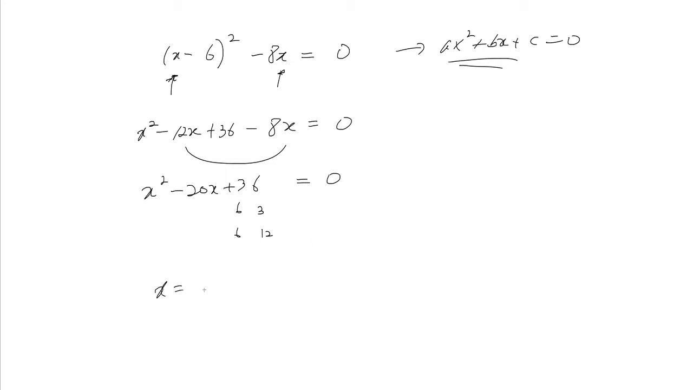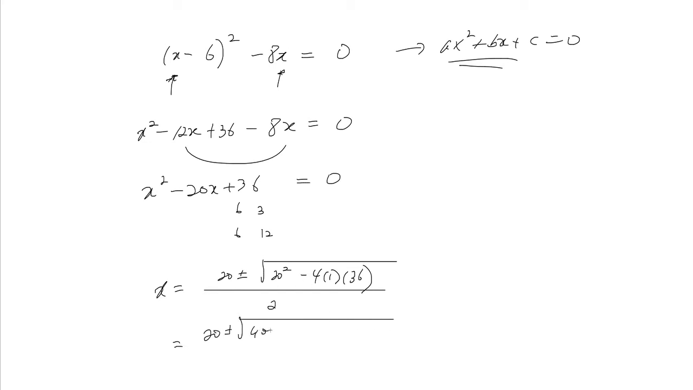We get x is then equal to minus b, which is 20, plus minus the square root of b squared minus 4ac. So if you square this, you get 20 squared minus 4, where a is 1 and c is 36, and then over 2a, so it's just 2. So we get 400 minus 36 times 4, so 36 times 4, that's 24, 12, that's 144. So we get 20 plus minus the square root of 256, over 2.